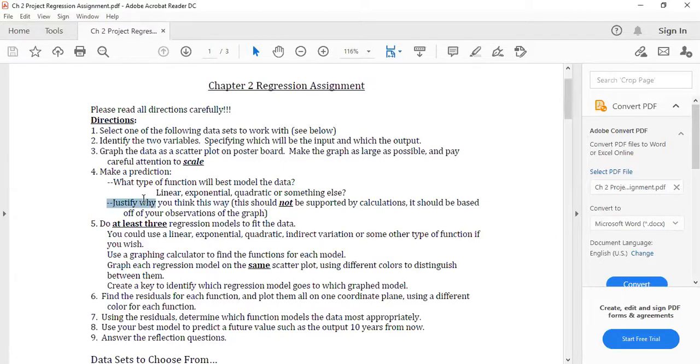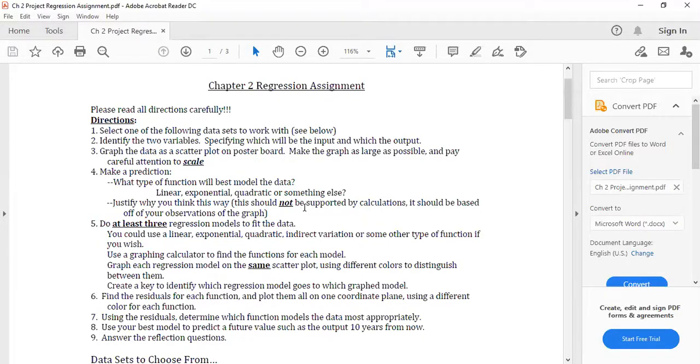And then, of course, justify why you think this way. I want you guys to understand this part. This should not be supported by calculations. It should be based off of your observations of the graph. So don't tell me I think this because R squared is best. You shouldn't have done calculations in step 4. Step 4 is only a prediction. And a prediction can either be right or wrong, but if you made the wrong prediction, that doesn't mean you're wrong. It's your prediction, it's your thought.